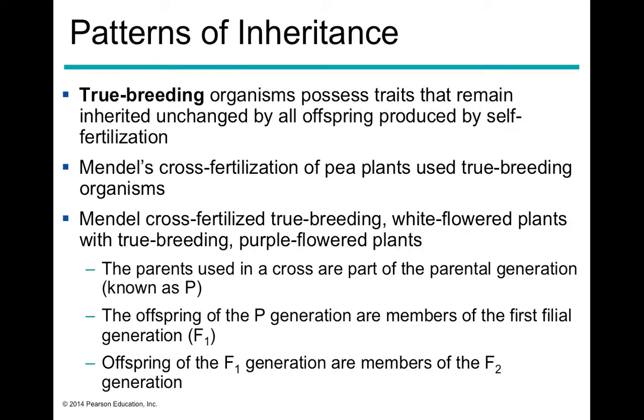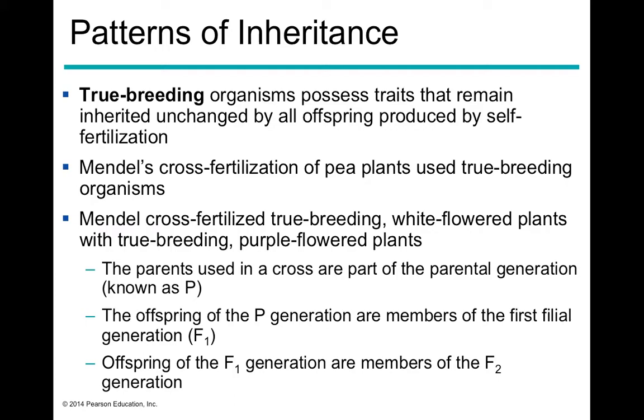He also used different terminology, and as I talk about it, I'm going to tell you what kind of terminology we use versus the terminology that he used. So he used the terminology true breeding. Now remember, he didn't understand genes yet. He was the person who started creating the math that allowed us to understand genes. So he didn't understand at that point what genes were, but he did know that he had organisms that possessed traits that remain unchanged by all offspring produced by self-fertilization. So this entire lineage is always going to produce white pea plants, for example. So he called them true breeding.